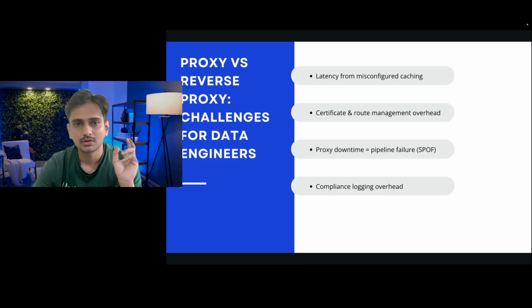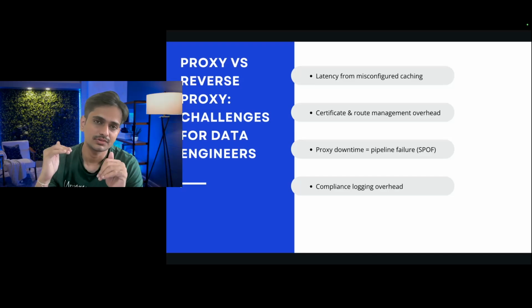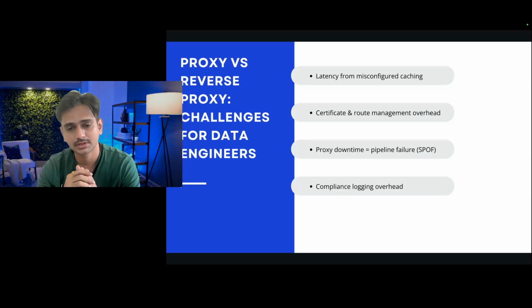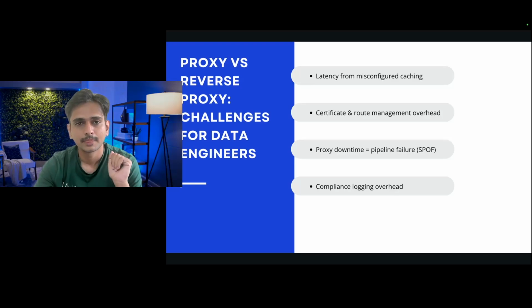And maybe there is configuration drift. If you take SSL certificates, routes and tokens, it can be a nightmare. It might also be a single point of failure, because if the proxy goes down, the ingestion or enrichment job fails. That is where it is challenging, and it makes it a single point of failure. And also, compliance and logging overhead will be there, so you keep on logging the data, and you need to use whatever is getting logged.